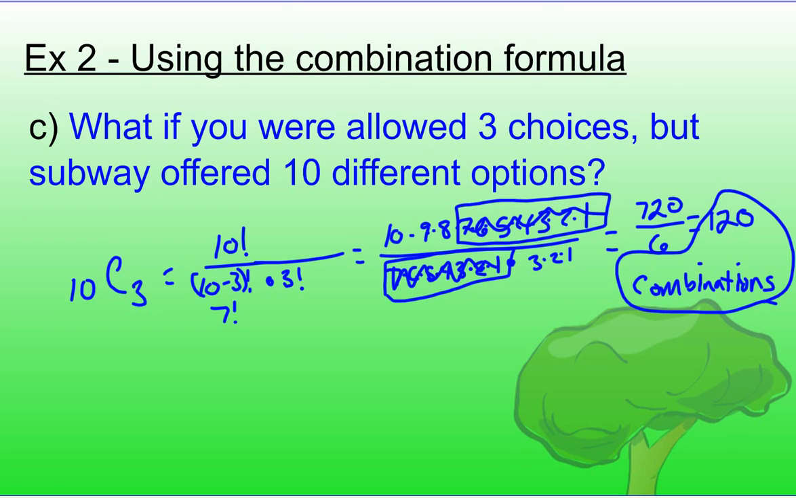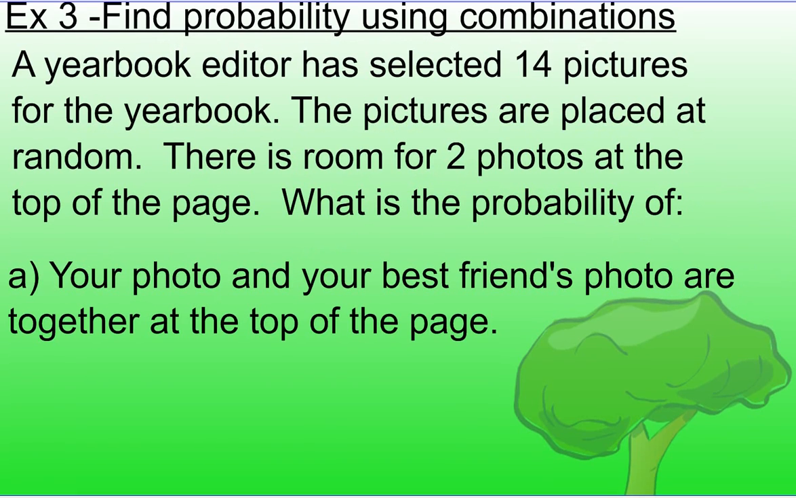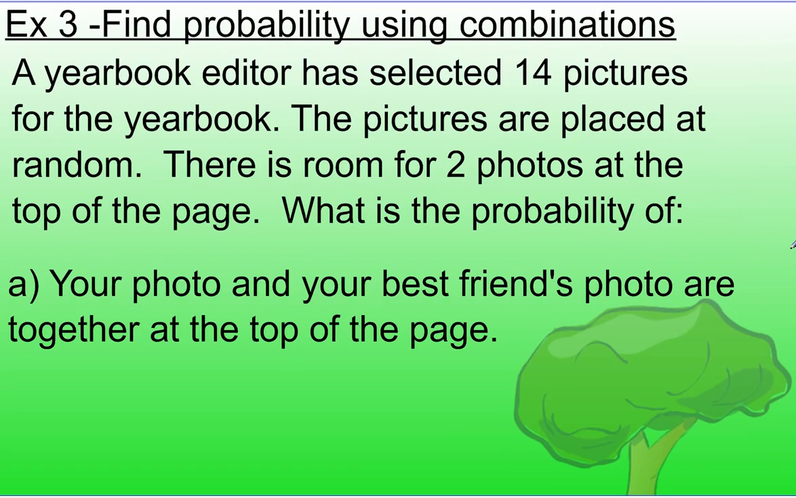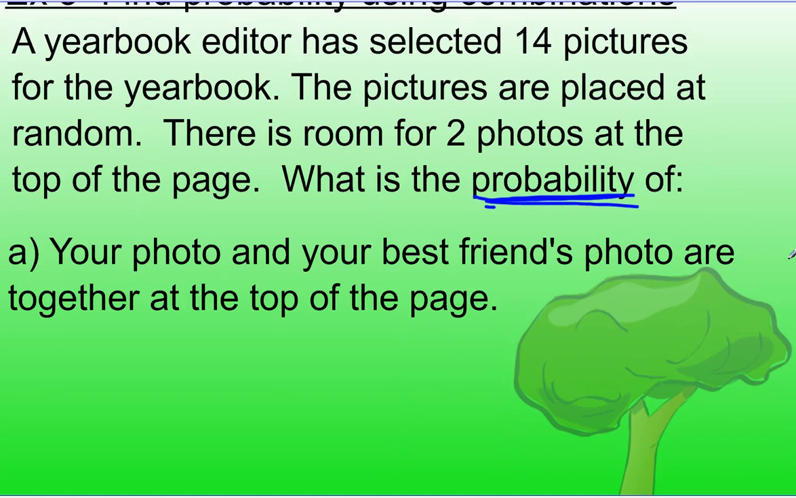Okay. Now, example 3. Finding probability using combinations. It says a yearbook editor has selected 14 pictures for the yearbook. The pictures are placed at random. There's room for 2 photos at the top of the page. What is the probability, keyword, probability, that your photo and your best friend's photo are together at the top of the page? It doesn't say you come first and your best friend comes second. If it did, that would be a permutation. Combination just says you and your friend are together at the top of the page.